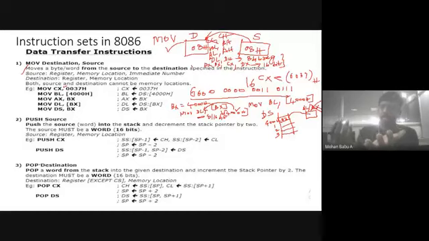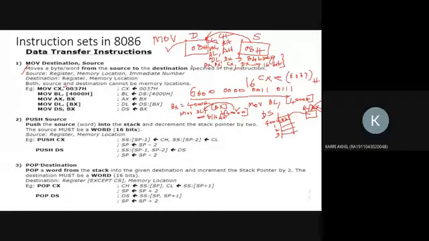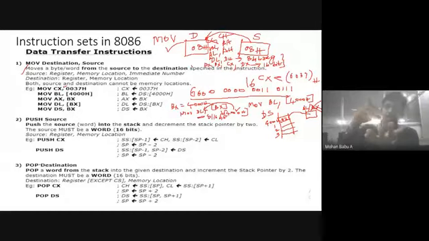Pushing means putting the data from the register to the stack. Popping means getting the data from the stack segment to the register. Some data is stored in the stack, right? The data you need to get out, you store in some other register. That is pop. Is it clear? Can I move to the examples? Yes, sir.